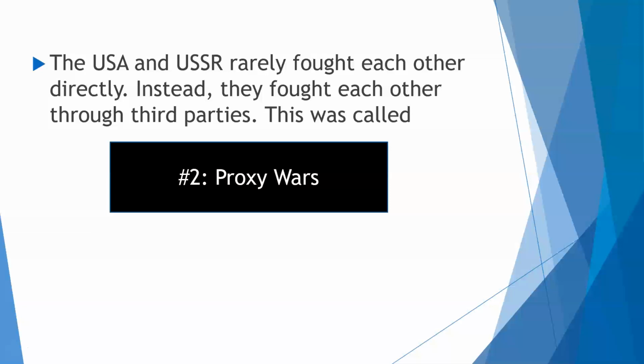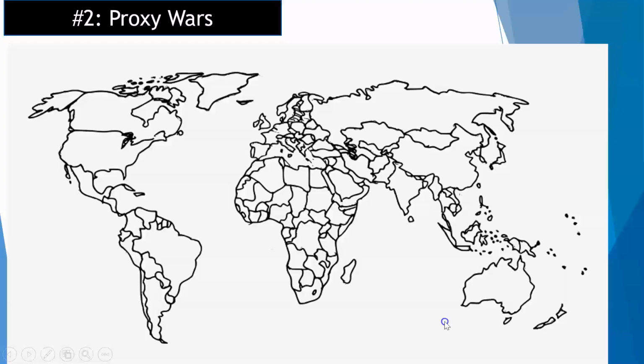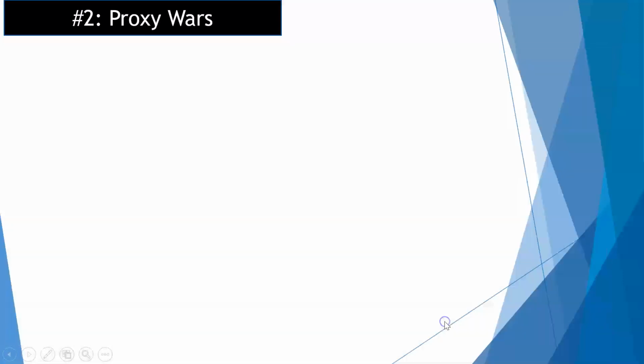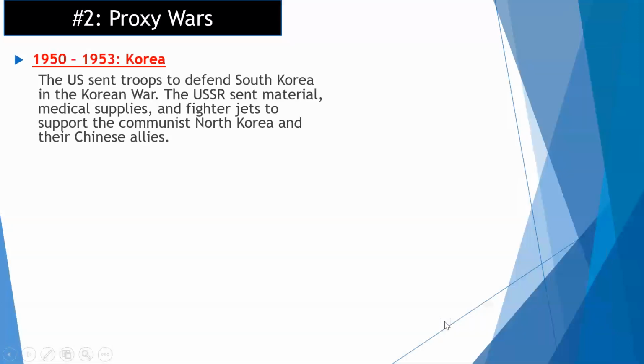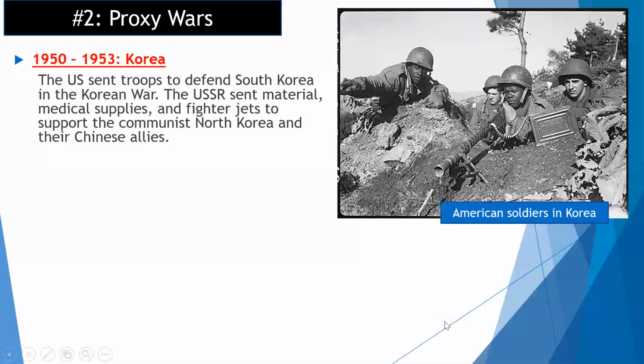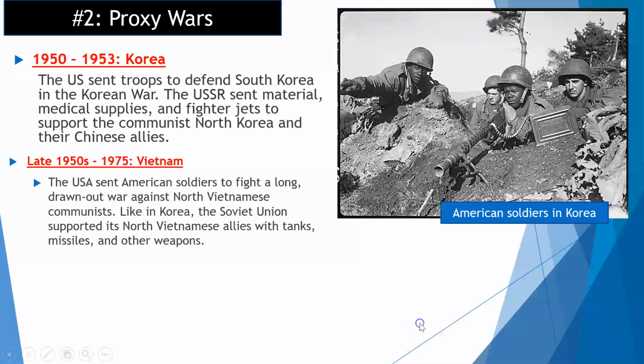Instead, they fought each other through third parties. These wars were called proxy wars. We're going to talk about 3 proxy wars: in Korea, in Vietnam, and over here in Afghanistan. Let's start with Korea. From 1950 to 1953, the U.S. sent troops to defend South Korea in the Korean War. The USSR sent material, medical supplies, and fighter jets to support the communist North Korea and their Chinese allies.